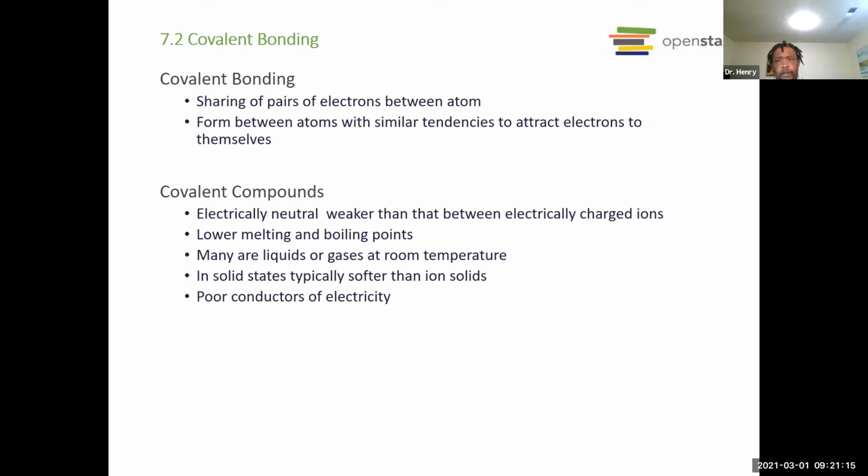And the electronic charges are going to be weaker than what you see with the ionic, so you're going to have partial charges, not complete charges. They're going to have lower melting temperatures and lower boiling points. Many of them are going to be liquids or gases at room temperature. In some cases you're going to have solids, but these solids are typically going to be softer than our ionic solids. They're going to be horrible at conducting electricity. Okay.